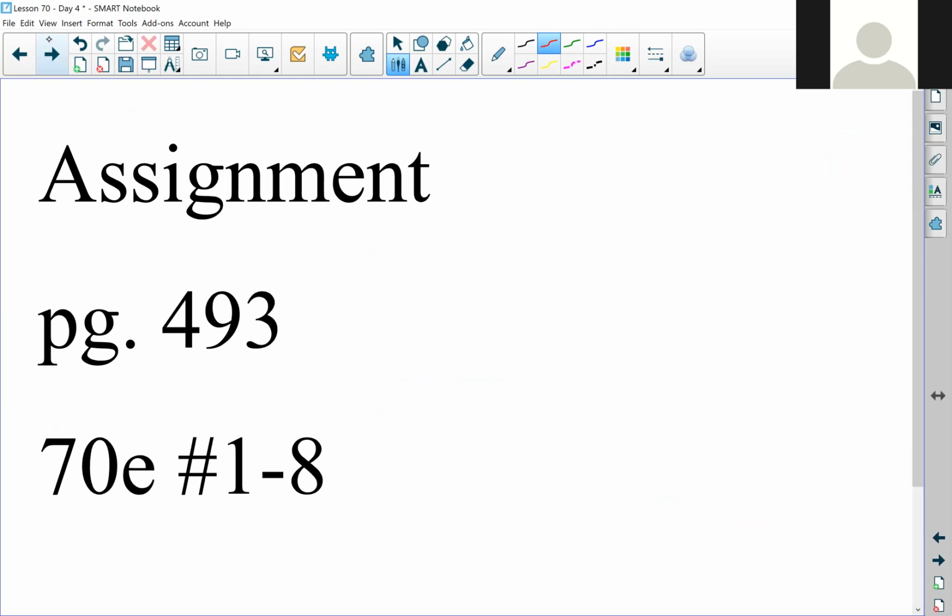All right, and there's your assignment. 8 problems, just converting or getting an approximate value, 6 significant digits, and I think that's pretty much it.